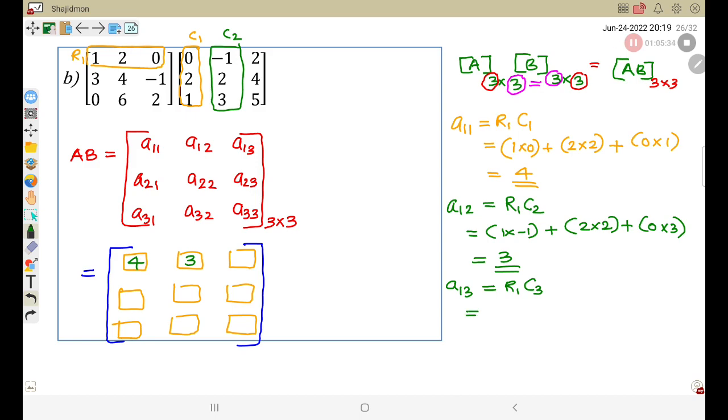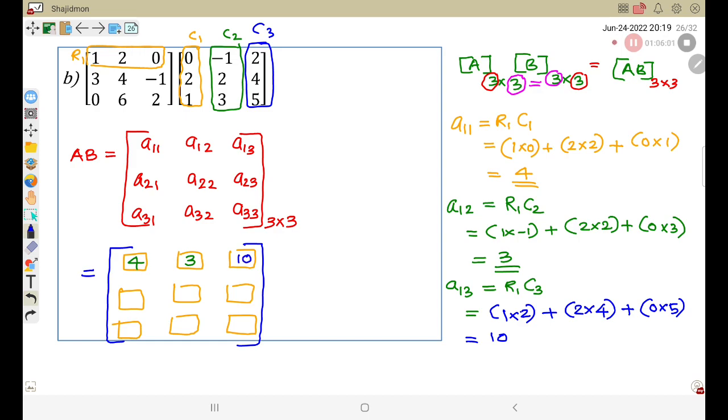Now A13 means first row with column number 3. First row same, but we need to take the third column. So 1 multiply 2 plus 2 multiply 4 plus 0 multiply 5. So you can check the answer. 1 multiply 2 means 2, plus 2 multiply 4 means 8. So you will get 10. So here the third number is 10.